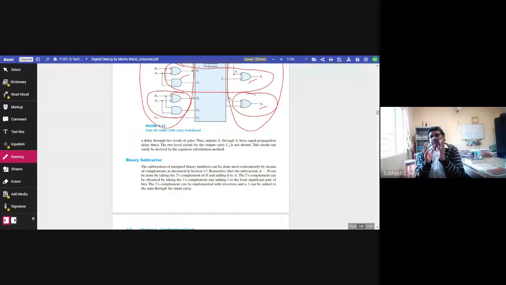And how are we able to do this? By increasing the circuit complexity. By increasing the circuit complexity, we are able to minimize the propagation delay time. But there is a cost. This is what we are trying to tell here. We have increased the circuit complexity compared to earlier in order to make the circuit faster. That was the issue. Any question? In the chat box also no question.